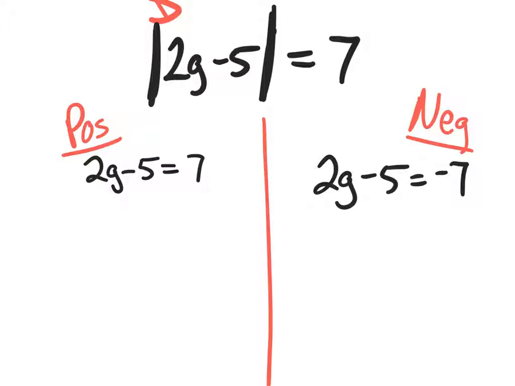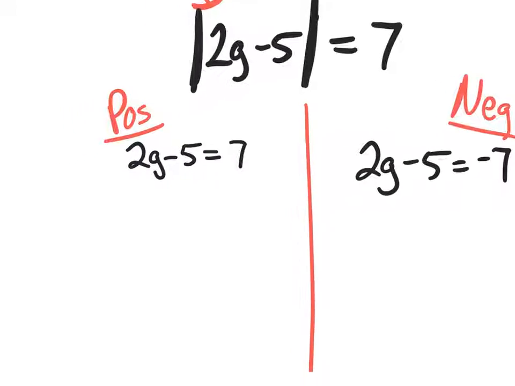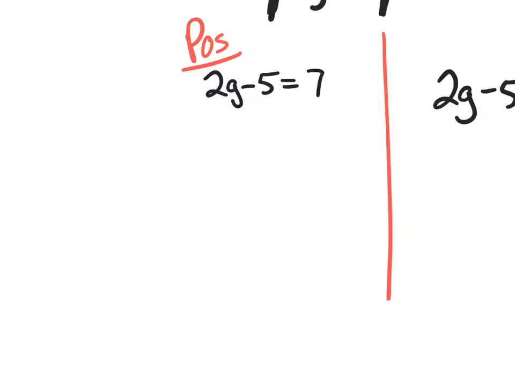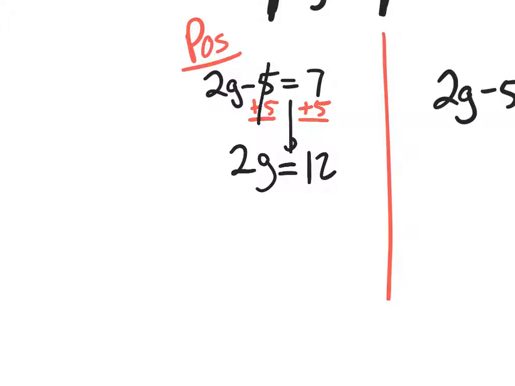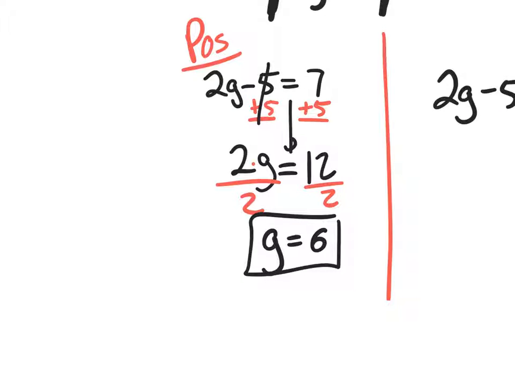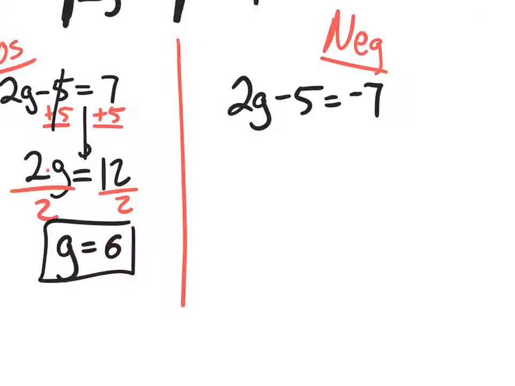And let's solve both of these. Let's focus on the positive situation. So in the positive situation, we're going to get rid of that minus 5 by doing plus 5. And what you do to one side, you do to the other side. So you will have 2g, the equal sign comes down, 2g equals 12. And final step, I really have 2 times g, so I need to get rid of that multiplication of 2. I'm going to divide by 2. What I do to one side, I do to the other side. I will have g equals 6. That is one answer. Let's go to the negative situation now.